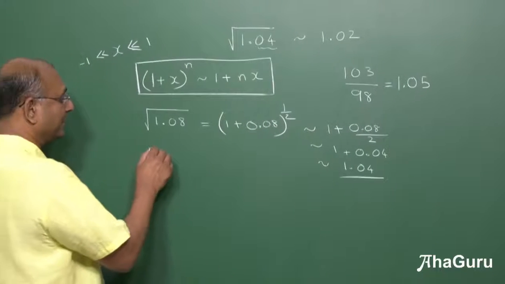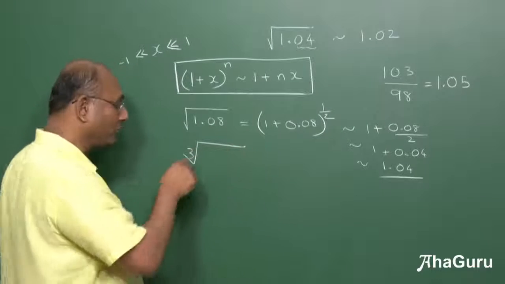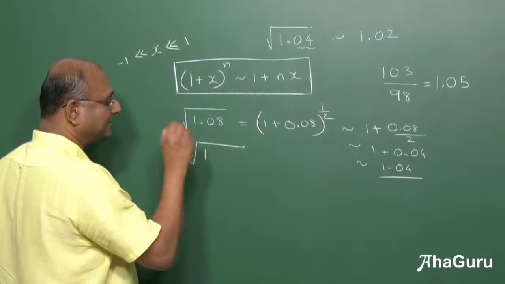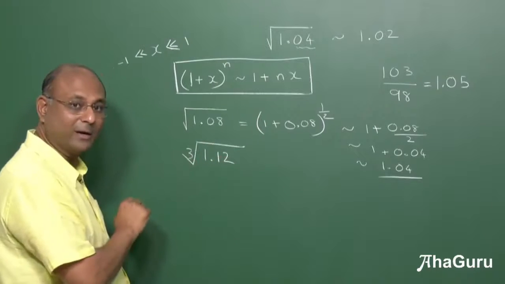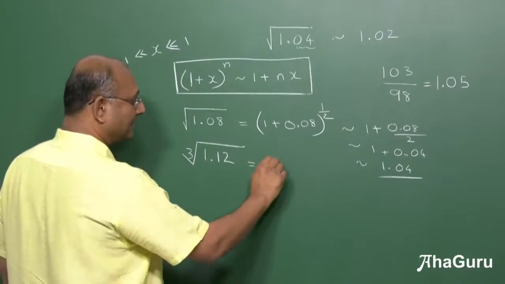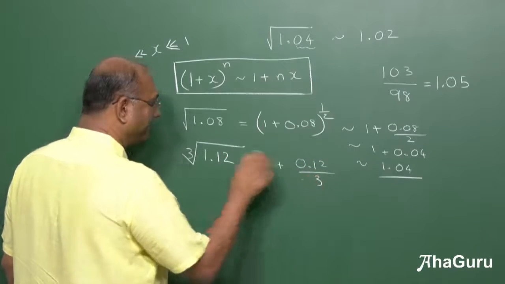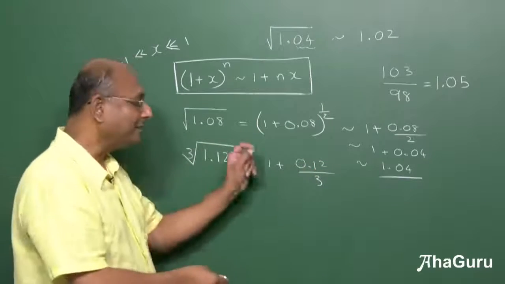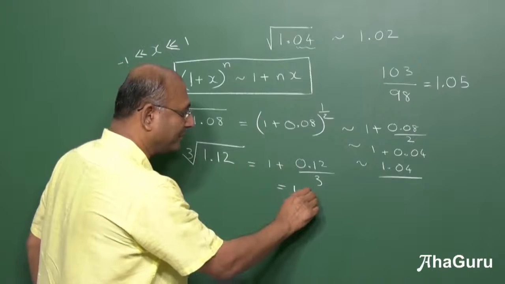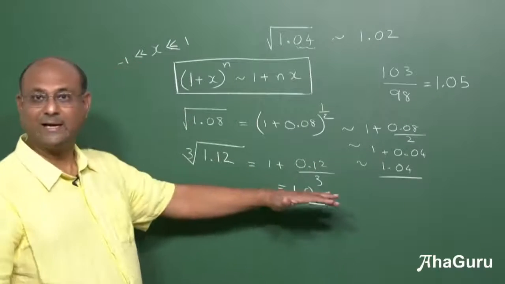Suppose I wanted the, let us say, cube root of, cube root is very hard to find generally, but let us say I want cube root of 1.12. The answer is 1 plus 0.12 by 3, because cube root is power 1 by 3. How much is 0.12 by 3? 0.04. So this is 1.04. Well, it almost equals that. Okay, so is that idea clear?